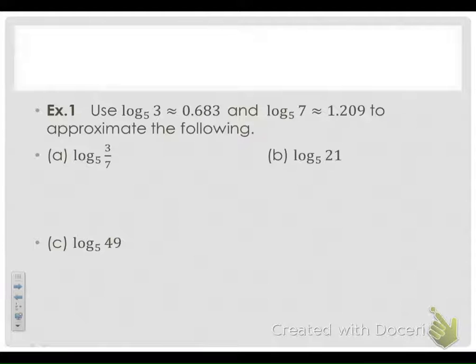Using the quotient property, because I've got 3 sevenths. Anytime we've got some type of fraction, I'm going to separate these using the quotient property. We take log base 5 of the numerator minus log base 5 of the denominator. And now we're going to use the directions, approximations for this. They tell us log base 5 of 3, we're going to use this decimal for. So we're going to substitute 0.683, and we're going to subtract the other decimal, 1.209.